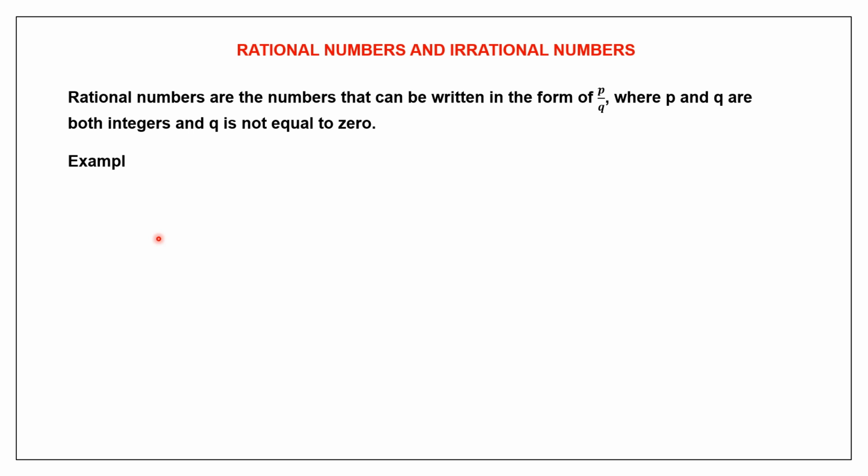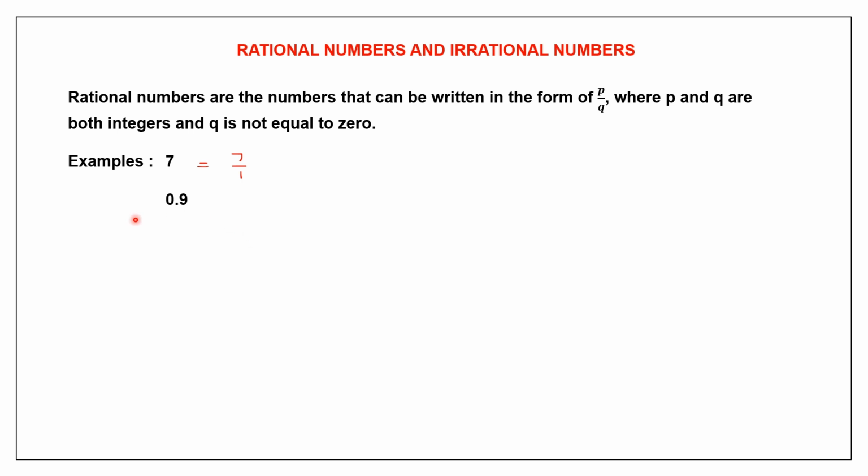Let's take some examples. Our first example is 7. Now this number 7 can be written as a fraction. We can write this as 7 over 1. So when we write this as 7 over 1, it is in the fraction form. That means 7 is a rational number. So remember, any number that can be written in the fraction form is a rational number.